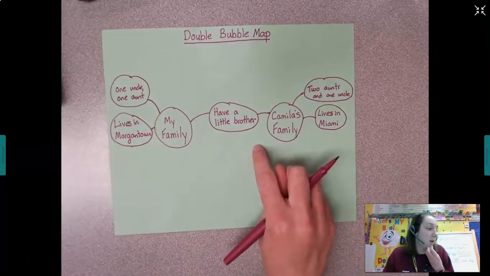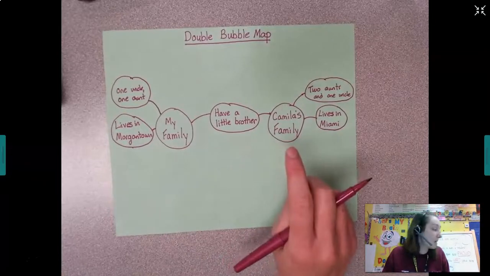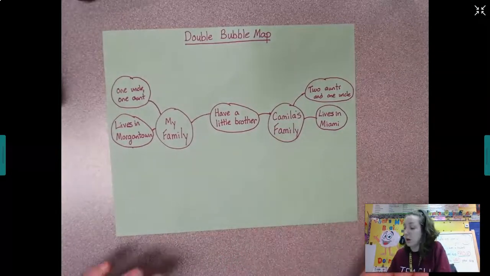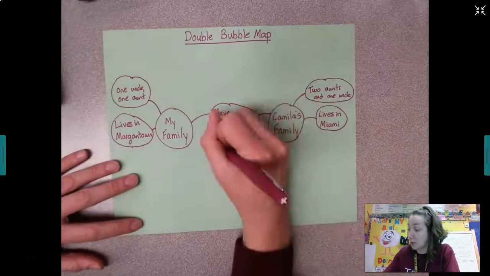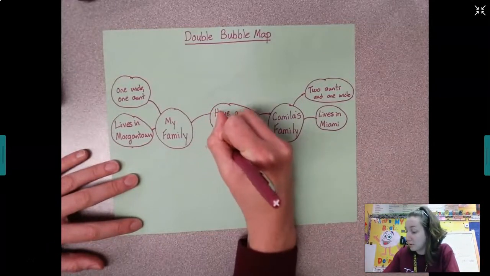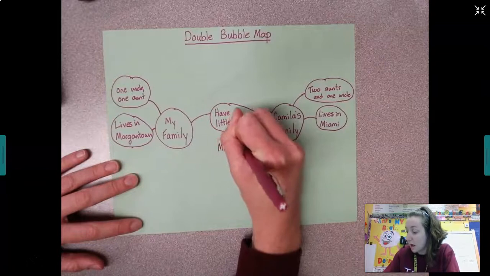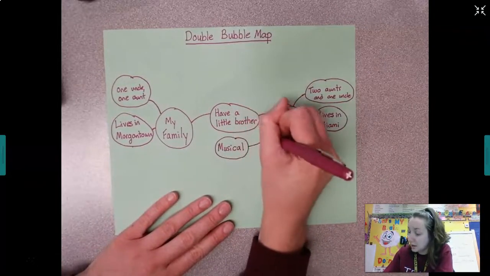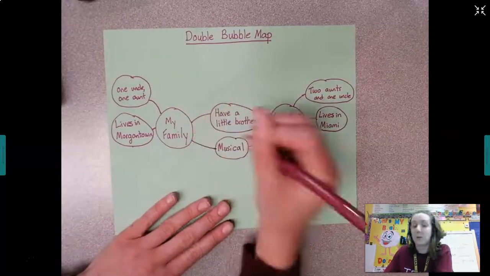Okay, so I'll try to come up with one more thing that we have in common for you guys to see. I'm going to say personally, both of our families are very musical. A lot of my family plays musical instruments, and we were all in band and sang. So that's something that we have in common with her family.